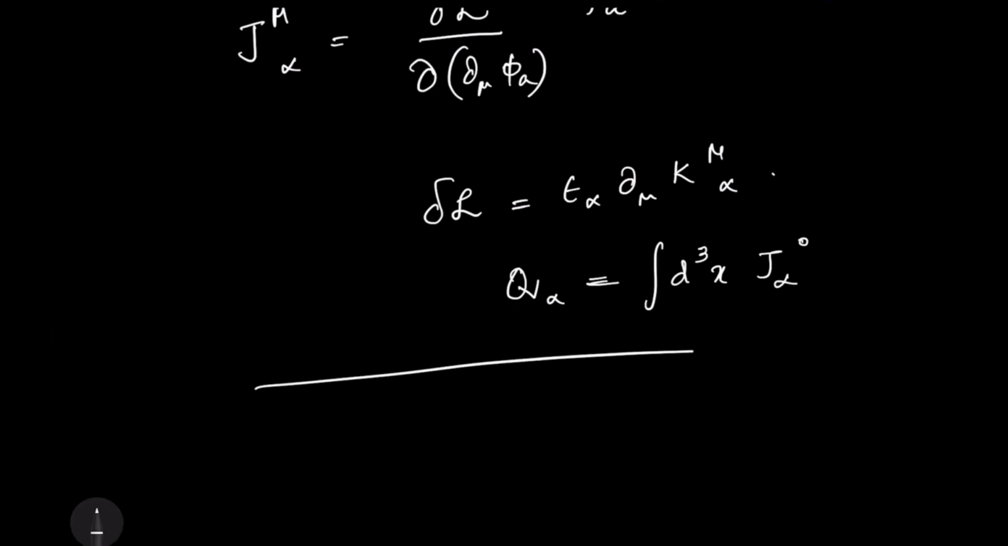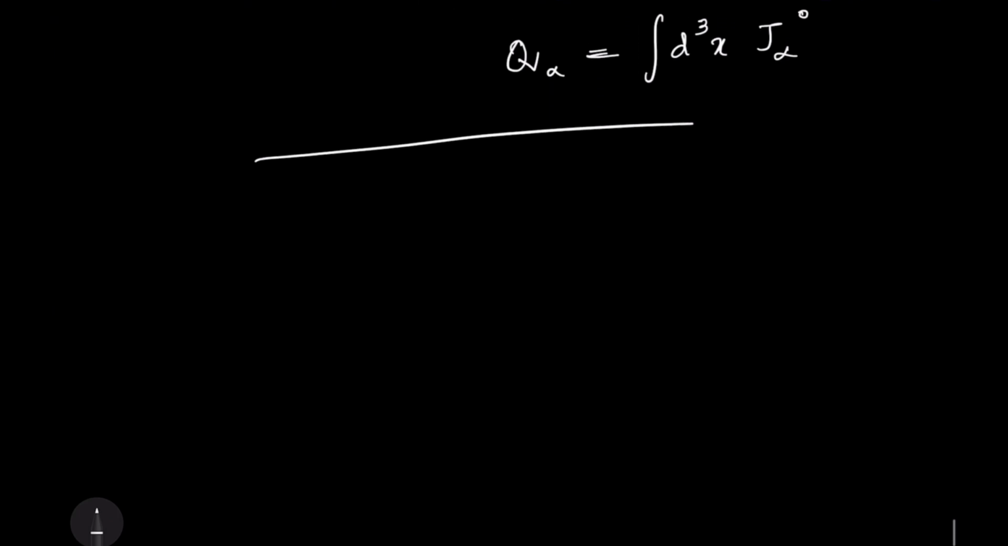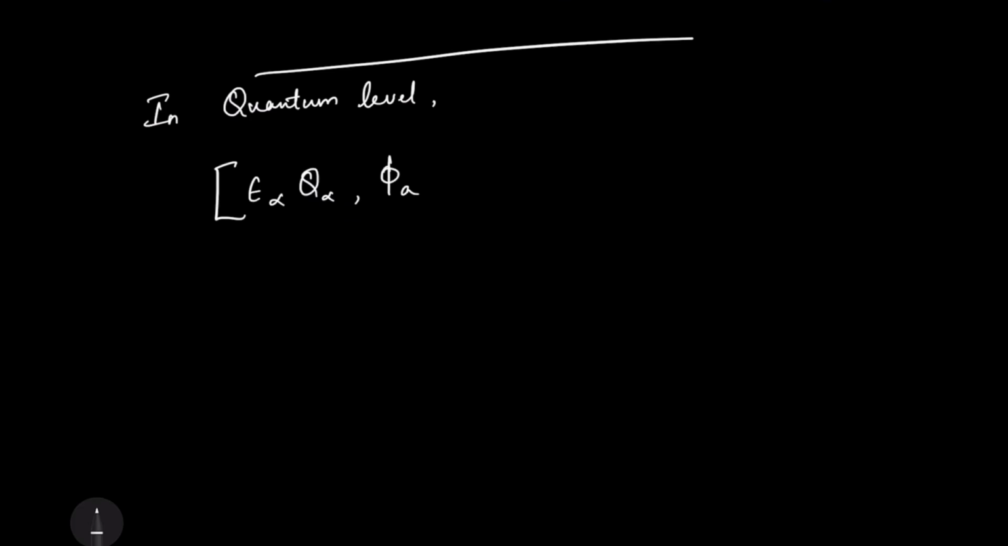At the quantum level, the commutators between the charge and the field generate such an infinitesimal transformation. So in the quantum level, the commutator of epsilon alpha Q alpha and the field phi a will give minus i epsilon alpha F a alpha. So this is the infinitesimal transformation.